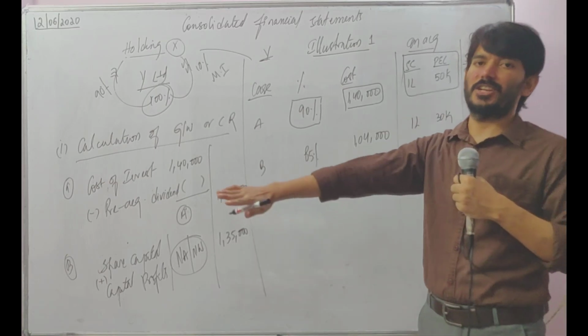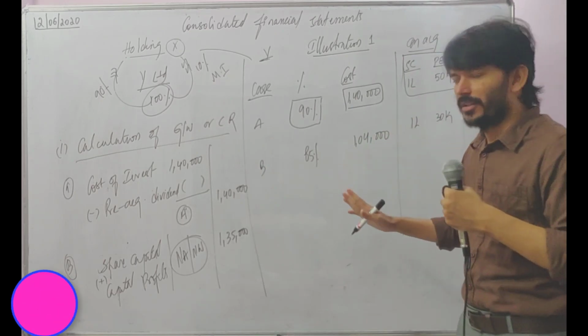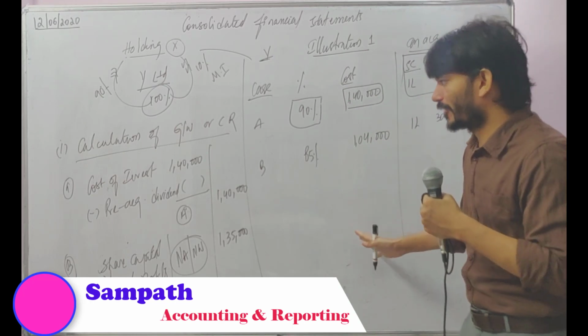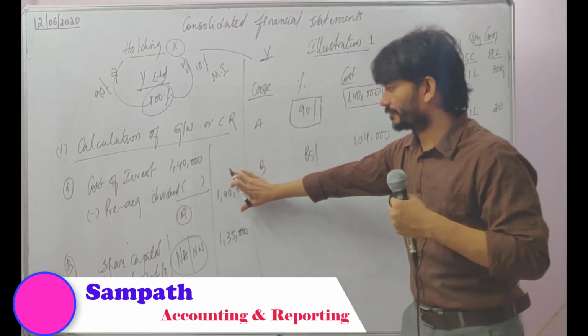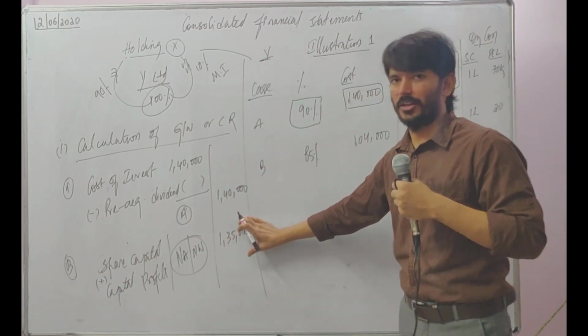Understand the logic. I am taking more time than you might be thinking, but one logic is sufficient for the entire chapter. For the entire Group 2 accounts, this is enough. But when you come to CA Final level, there other masala will be there. But for the time being, this is what you are paying, 1,40,000. This is what you are receiving, 1,35,000.